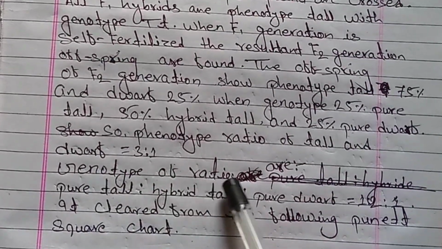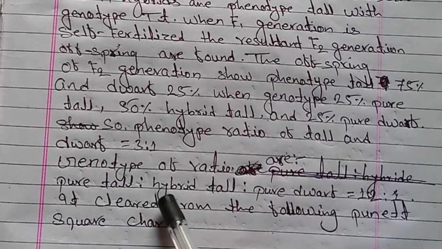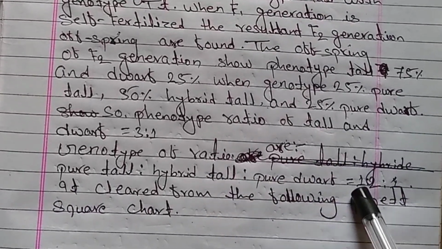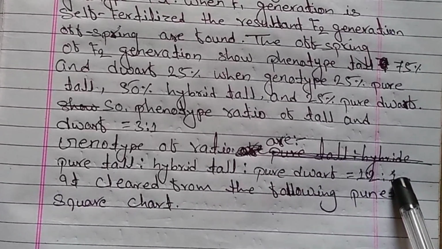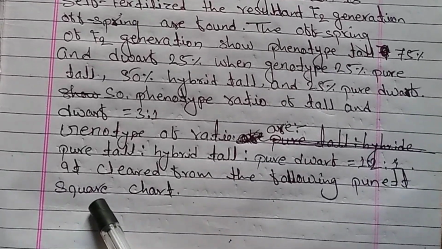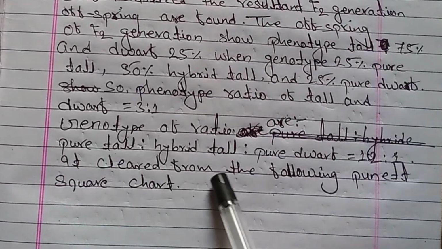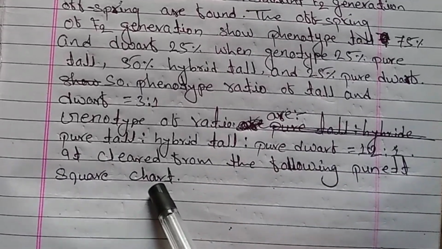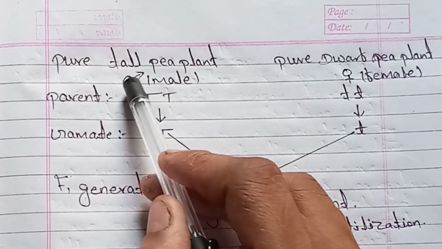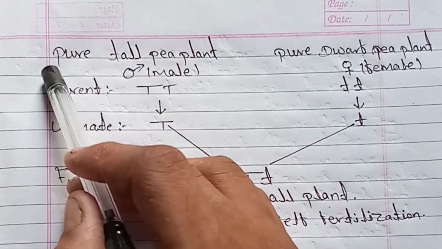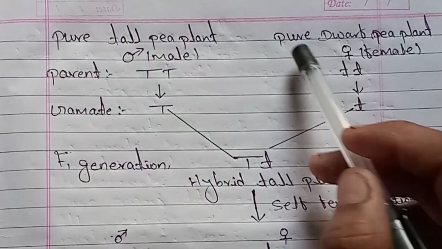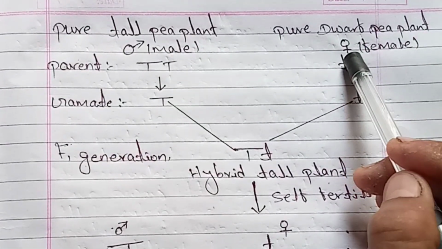The genotype ratio of pure tall, hybrid tall and pure dwarf is 1:2:1. It is made clear by the following Punnett square chart. This is the pure tall pea plant, the symbol of male. This is the pure dwarf pea plant, the symbol of female.